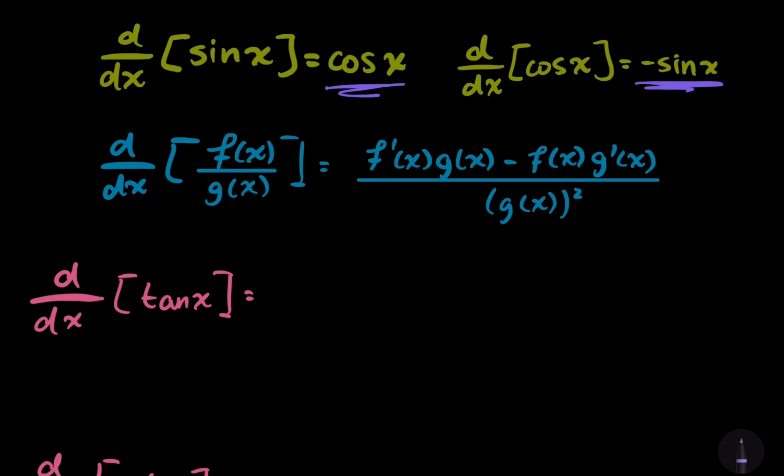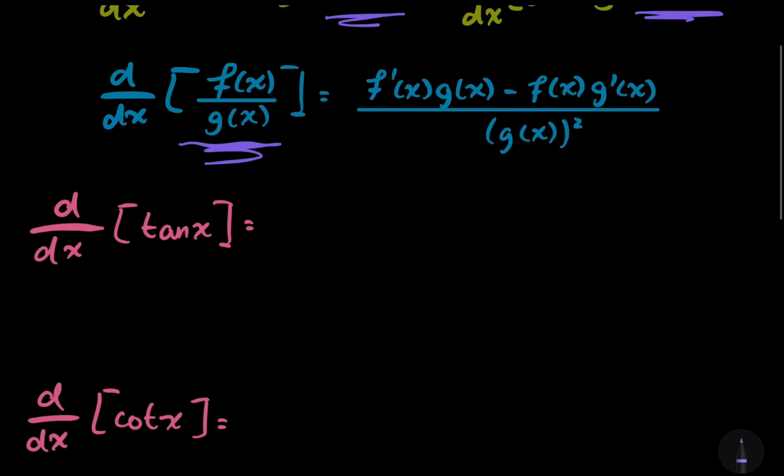I've also written out the quotient rule over here because it's going to prove very useful when taking these different derivatives. Essentially, we're going to use these two assumptions, which have their own proofs that we will delve into a little later on, and the quotient rule in order to determine the derivatives of these different functions. So let's go ahead and do that.